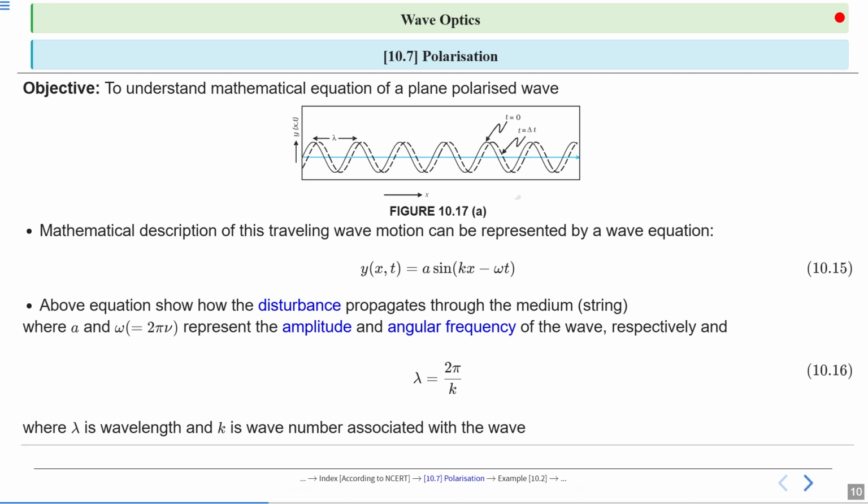Finally, let's understand the relationship between the wavelength and wave number. The k is the wave number, which is related to the wavelength. This relationship helps us quantify how many wave cycles fit into a given distance.